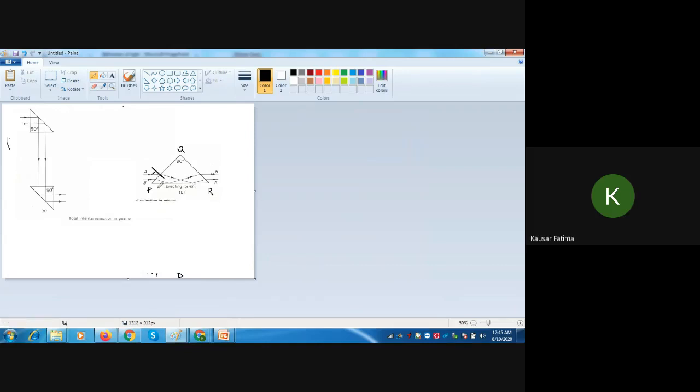Now it strikes side PR. So here the ray is striking at an angle greater than the critical angle. So we can draw a normal here at this point again. Wherever the ray strikes the boundary, we can get the angle by drawing the normal at that point of incidence. So the angle at which it is striking the side PR is greater than the critical angle. So here it is undergoing total internal reflection.